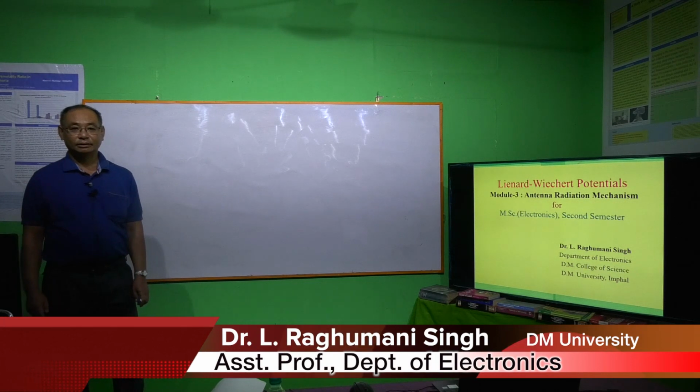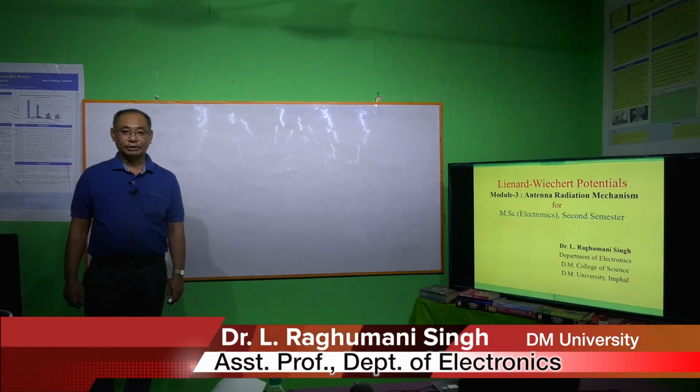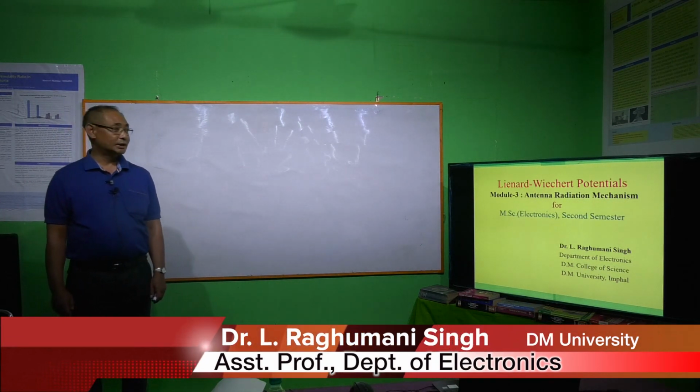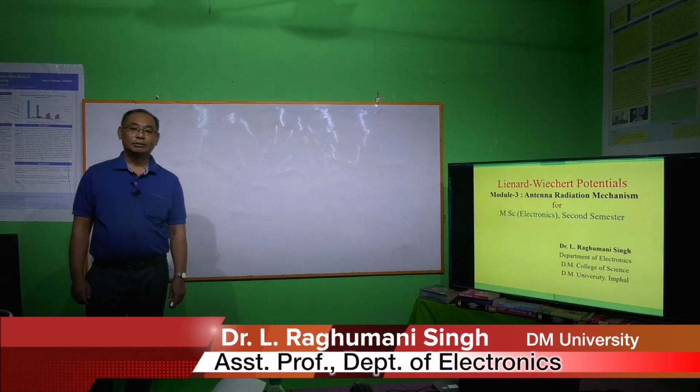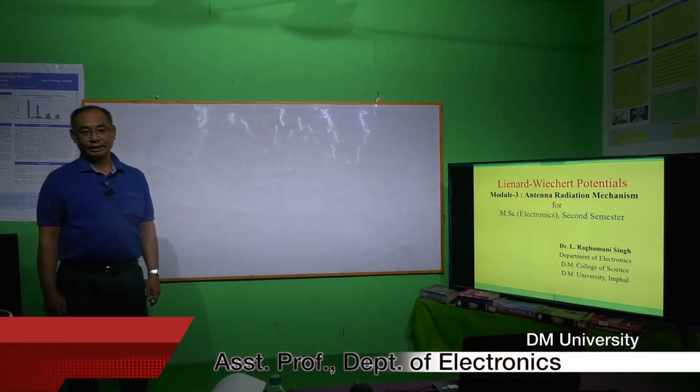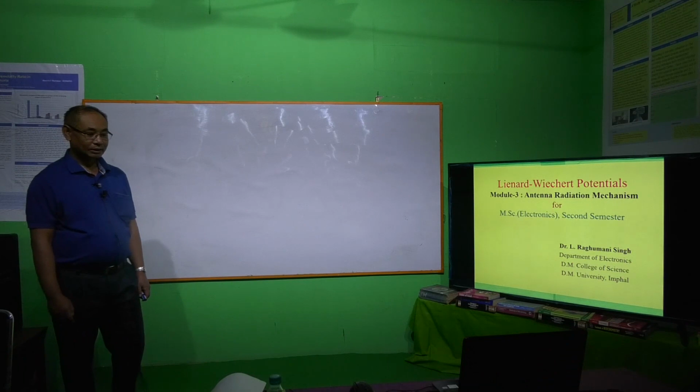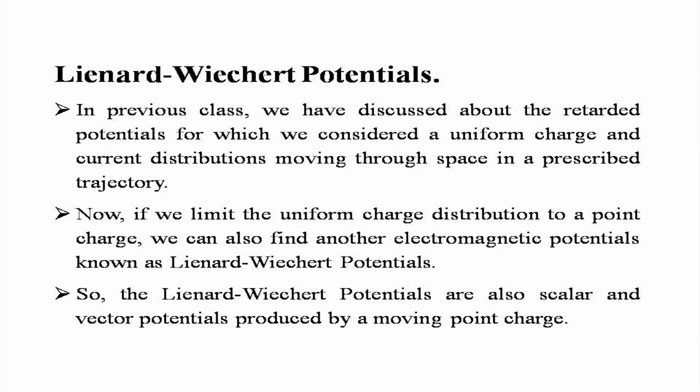Dear students, today I will discuss the topic Lienard-Wiechert potential from Module 3, antenna radiation mechanism. In the previous class we discussed the retarded potential, for which we considered uniform charge and current distributions moving through space in a prescribed trajectory.